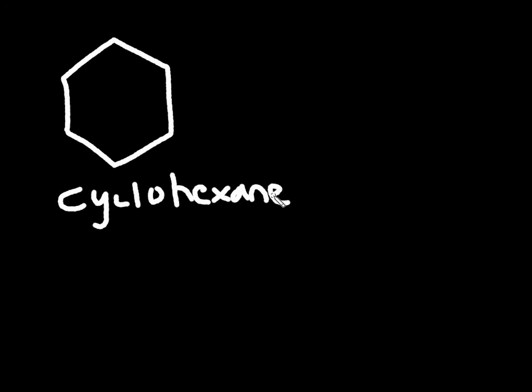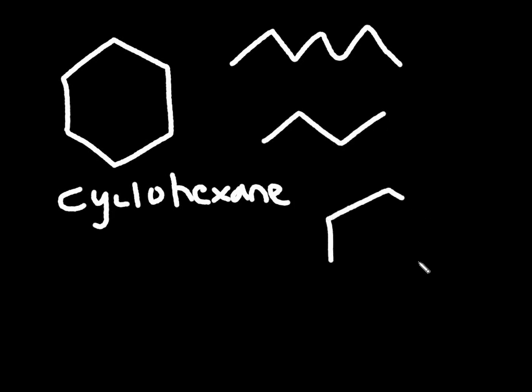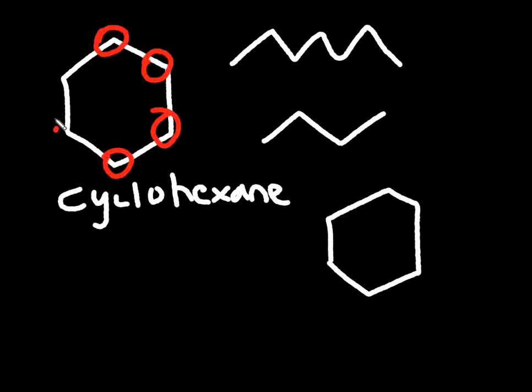switch gears a bit. What would be the name of this compound? This is called cyclohexane. This is an enclosed alkane, compared to something like this or this. Now we have something that's actually enclosed. It is cyclo. So we'll have cyclo, and then you count up the number of carbons. 1, 2, 3, 4, 5, 6. Cyclohexane. Okay. Now how about this one?